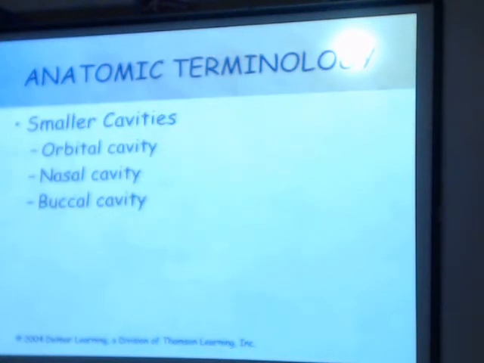So smaller cavities, the body still has a few smaller cavities. Your orbital cavity, that would be where your eyes are housed. Your nasal cavity, that would be the cavity from the outside of your nose or your nares that runs back into the throat. And your buccal cavity. Your buccal cavity is basically your intestine, because it is that moist cavity that starts in your mouth, and it has that mucosal membrane, and it runs all the way through your GI tract. You will learn more about that later. So your buccal cavity would be the cavity that has a mucous membrane that runs throughout the body. Nasal cavities in the nose. Orbital cavity would be where your eyes are housed.